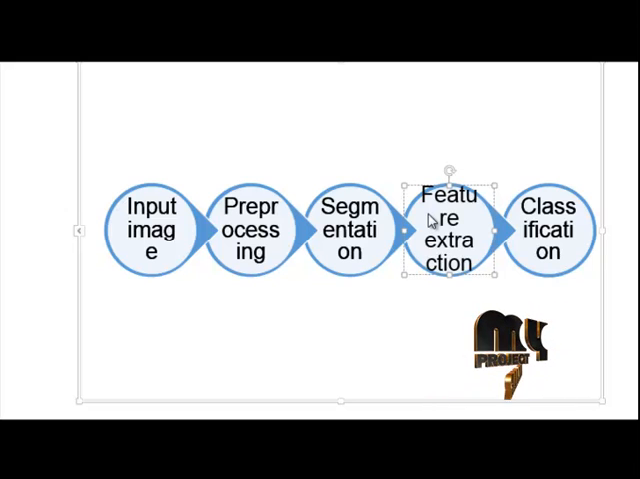GLCM is defined by first specifying a displacement vector and counting all pairs of pixels separated by the displacement, having gray levels i and j. GLCM is defined by the number of co-occurrences of the pixels. The co-occurrence matrix has dimensions n by n, where n is the number of gray levels in the image. From the co-occurrence matrix, we extract 12 different statistical features.